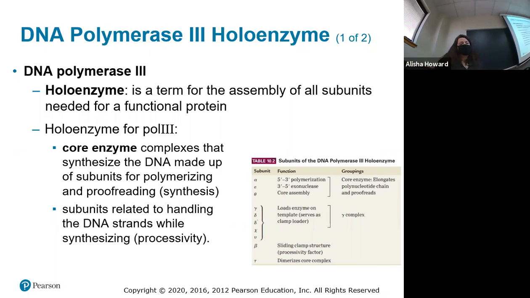So the holoenzyme for pol 3 has the core enzyme complexes that synthesize the DNA, made up of subunits for polymerizing and proofreading. So everything that you need not to destroy your organism. And those are here. That's the core. Alpha, epsilon, theta. Unless I have my Greek stuff messed up, in which case you could just correct me.